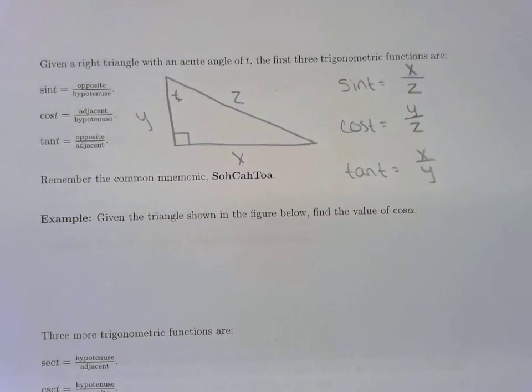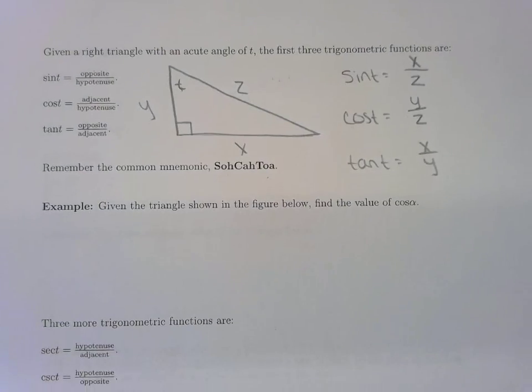Okay, so those have to be memorized. Remember the common mnemonic SOHCAHTOA? Okay, so we have sine opposite hypotenuse, cosine adjacent hypotenuse, tangent opposite adjacent. So try to remember SOHCAHTOA. Okay, example says, given the triangle shown in the figure below, find the value of cosine alpha.